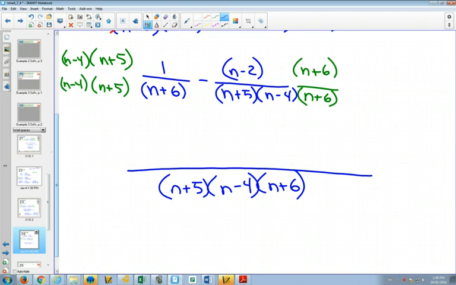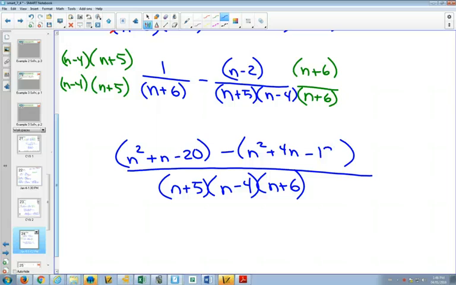Up here, if I multiply this out, I'm going to get n squared plus n minus 20. I'm just going to hold that in brackets for right now. Then we're going to subtract. And because of that subtracting sign, if I multiply these out, I have to keep them in brackets because we're subtracting all of it. So we're going to get n squared plus 4n minus 12.